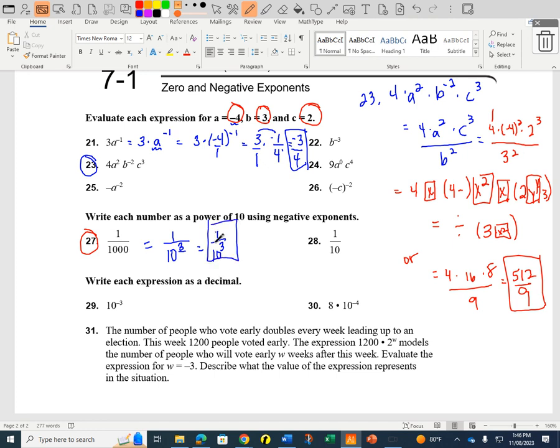For number 29, let's just cheat. What do you say? Not cheat. We're not going to cheat. We're going to use our resources. In your calculator, press 10, y to the x, 3, and then the negative button. Hit equals. What do you get? 0.001. That's it. That's literally all you have to do. You have to be able to put it in the calculator.